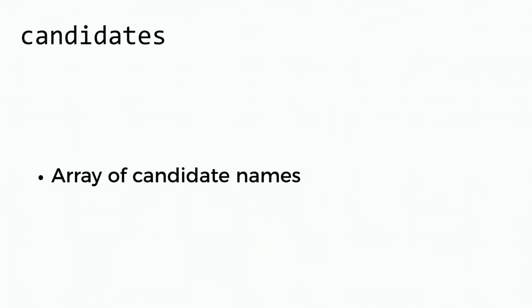So let's take a look at the data structures and the variables that you might have to deal with in this problem. First up is candidates. And candidates is just going to be an array of strings where each string represents one candidate's name. But they're going to be in an order. So candidate 0 will be the first candidate, candidate 1 is the second candidate, and so on and so forth.